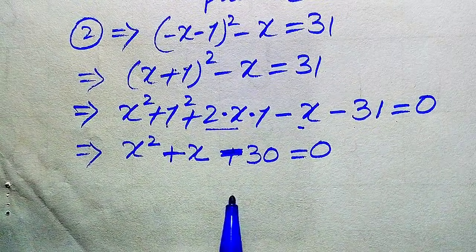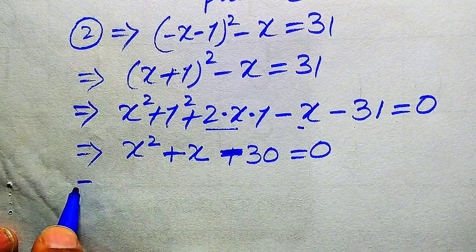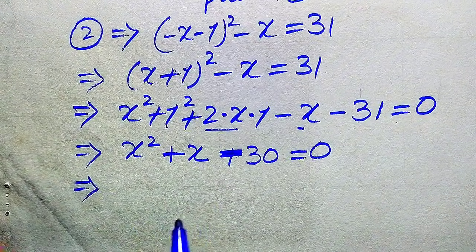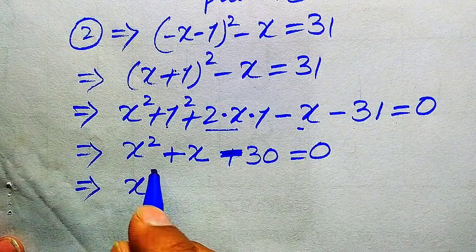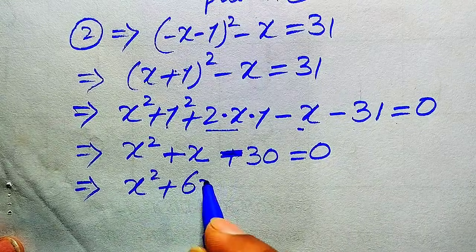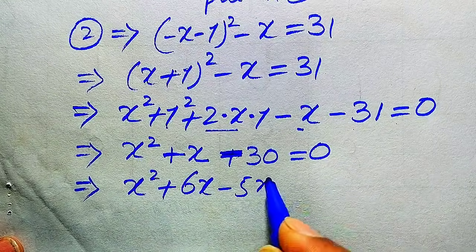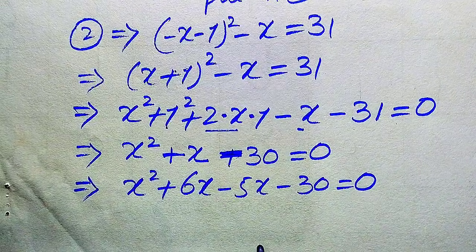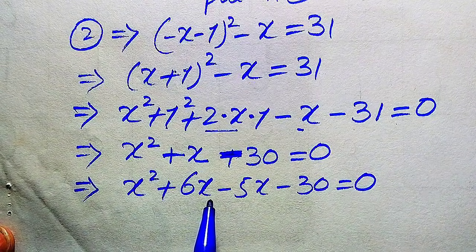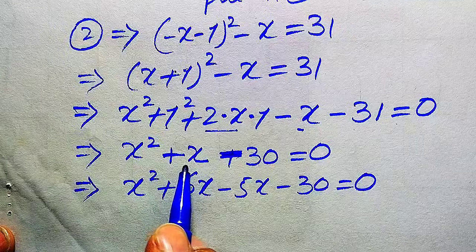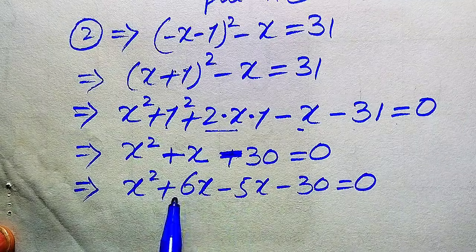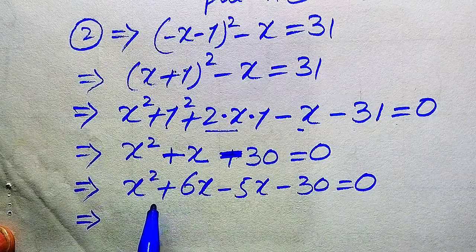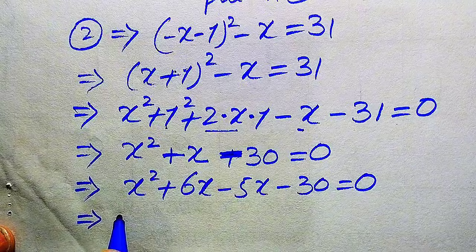So here we need to make the factors of this equation, and we easily get the values of x. The factors of this equation are x square plus 6x minus 5x minus 30, and this whole equation equals 0. Here we just break its middle term, and we write this x as 6 minus 5 in this form, and now here we need to take common x from both of these two terms.